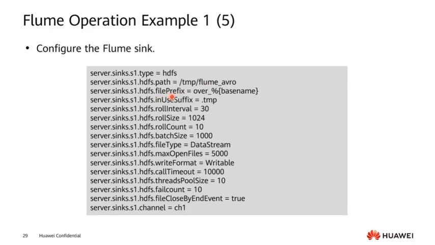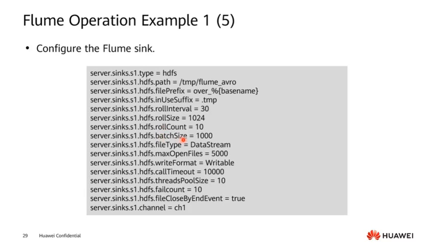File prefix indicates the prefix of a file after it is written to HDFS. In use suffix indicates the prefix of a file that is being written to HDFS. Row interval indicates the time interval for creating a file in HDFS. Row size indicates the size of a file written to HDFS before a new file is created. Row count indicates the number of events written to HDFS before a new file is created.